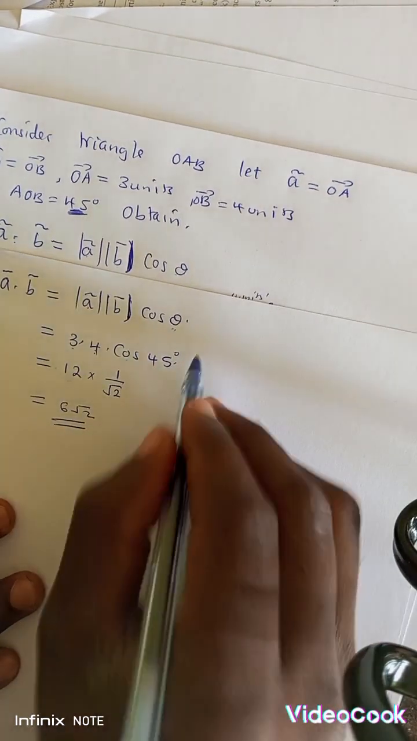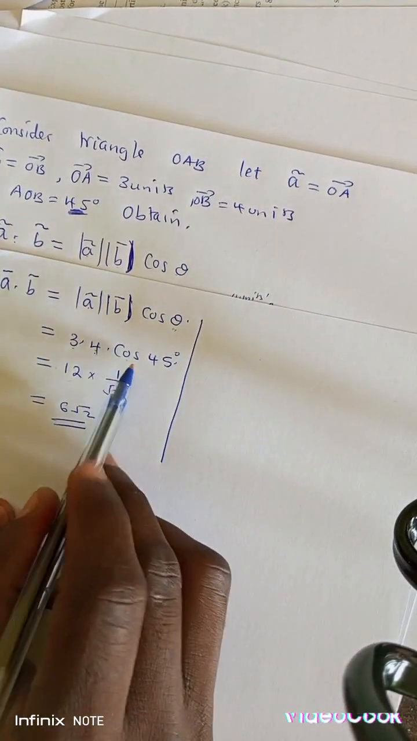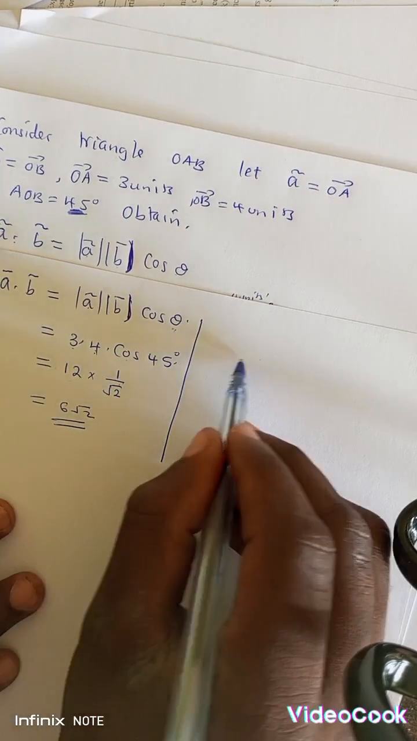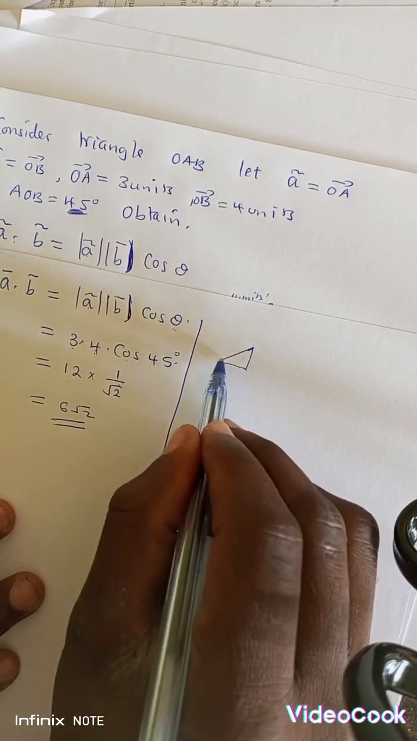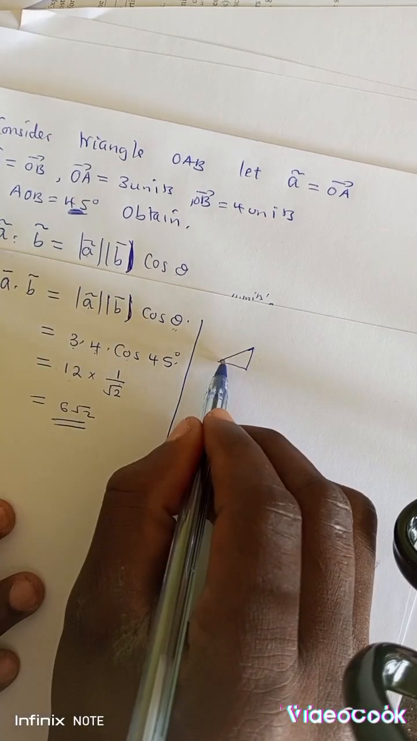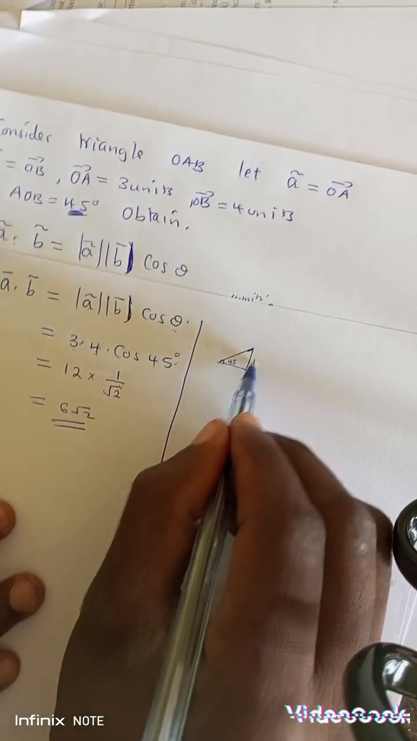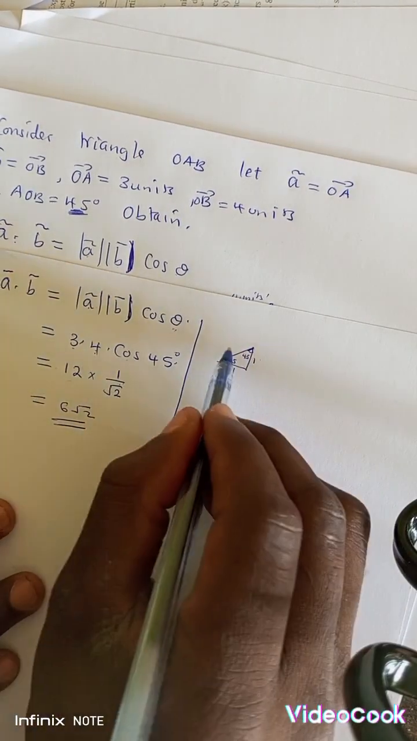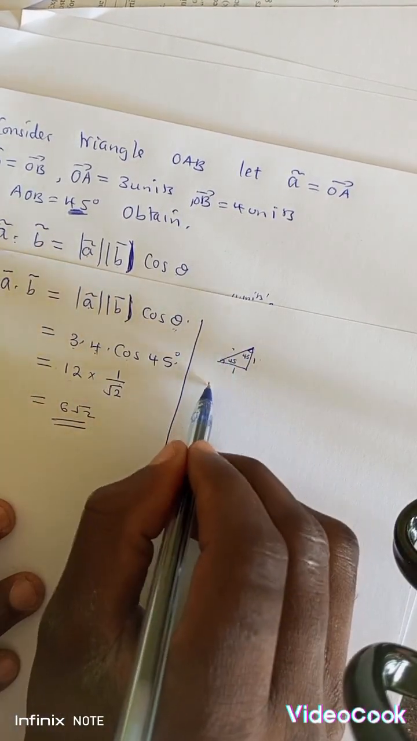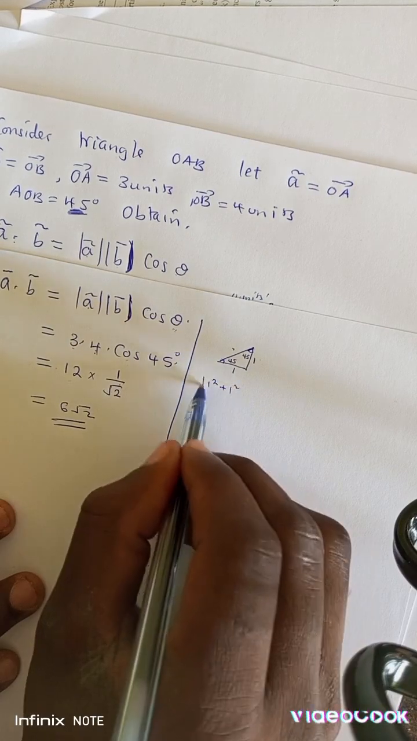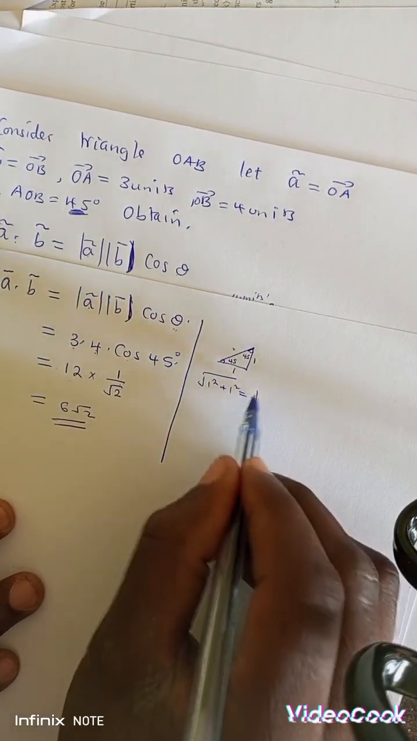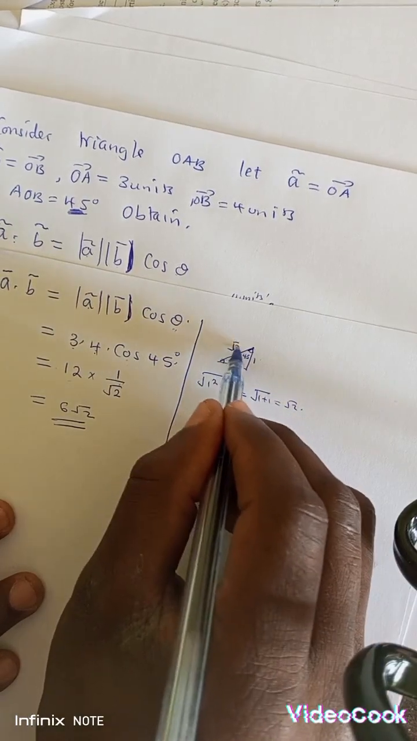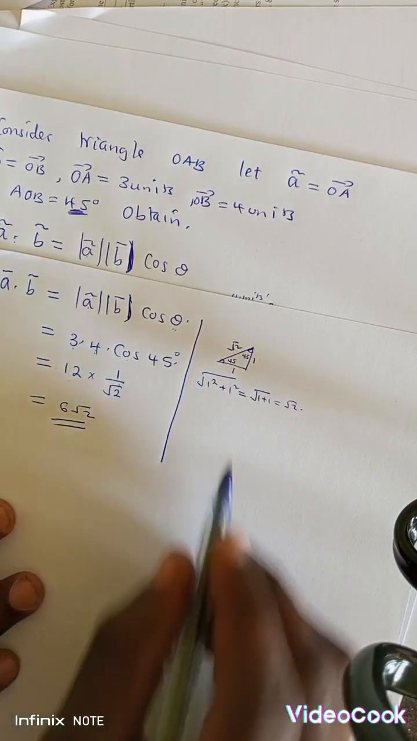So let me show the concept that gives cos 45 as 1 over root 2. We usually consider a right angle triangle where this angle is 45. Here we have 1, 1. So that angle is also 45. Coming up with this is the same as the square root of 1 squared plus 1 squared, that is 1 plus 1. So we have the hypotenuse as root 2.